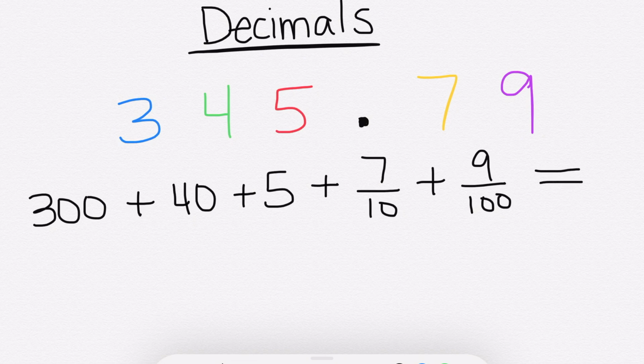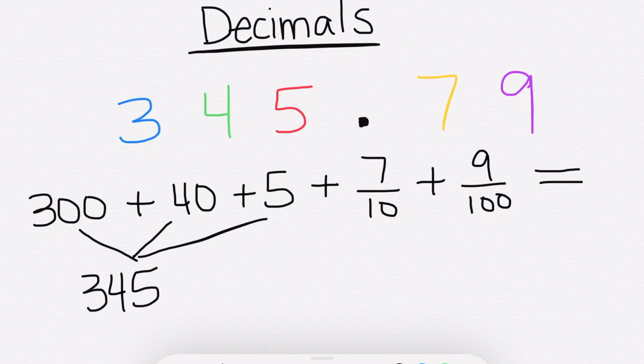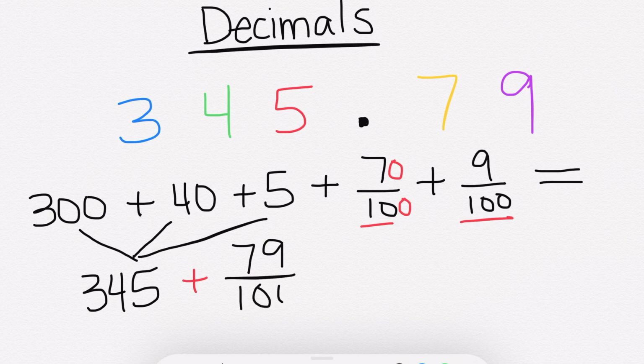So if we take this a step further, I know this 300 plus 40 plus 5 is going to get me 345. And now here's the tricky part. We have to add our fractions. I know that to add the tenths and hundredths, I need to make them equivalent, okay? So 7 tenths is the same thing as 70 hundredths. Now I can add. So 70 hundredths plus 9 hundredths gives me 79 hundredths.